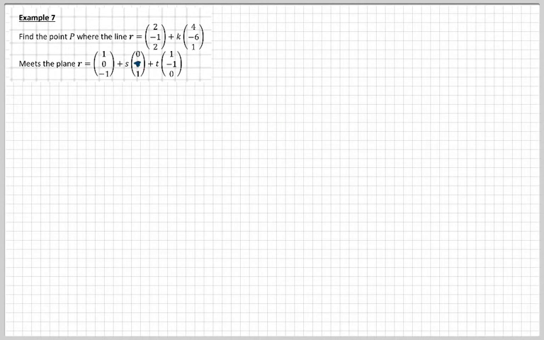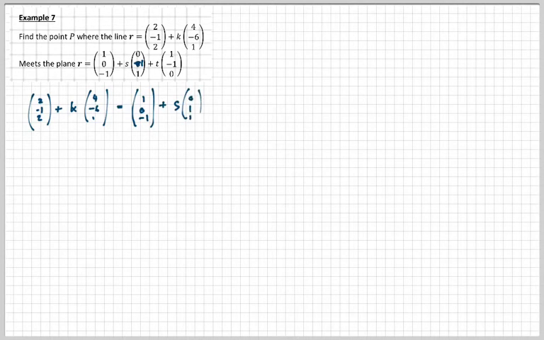Next question. Find the point P where the line meets the plane. And the question is wrong, so just change the question to be (0, 1, 1) rather than (0, 0, 1). There's a typo there. So in this question, we're looking for when these things are the same. When are the x, y, z values the same? So we just write them equal to each other. We've got column vectors here, so we can say the top row should be equal, the middle row should be equal, and the bottom row should be equal.